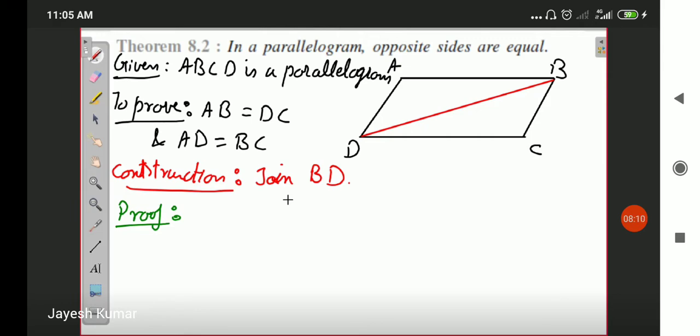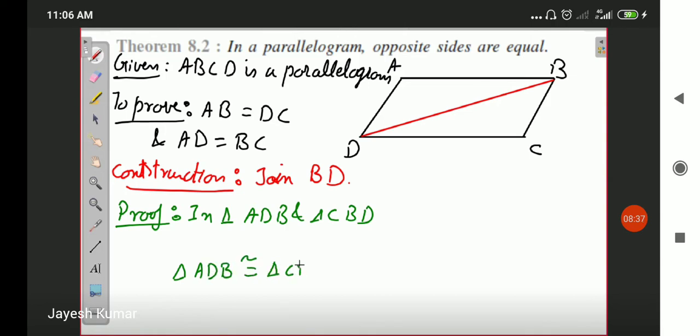First of all, you need to prove that triangle ADB and triangle CBD are both congruent. In triangle ADB and triangle CBD, you have to prove that both the triangles are congruent, just like we did in the previous theorem. As we did in the previous theorem, we will prove that by ASA congruency, triangle ADB is congruent to triangle CBD. I'm not going to write that again. That is your work. Write down the congruency well. So by ASA congruency, both the triangles will be congruent.